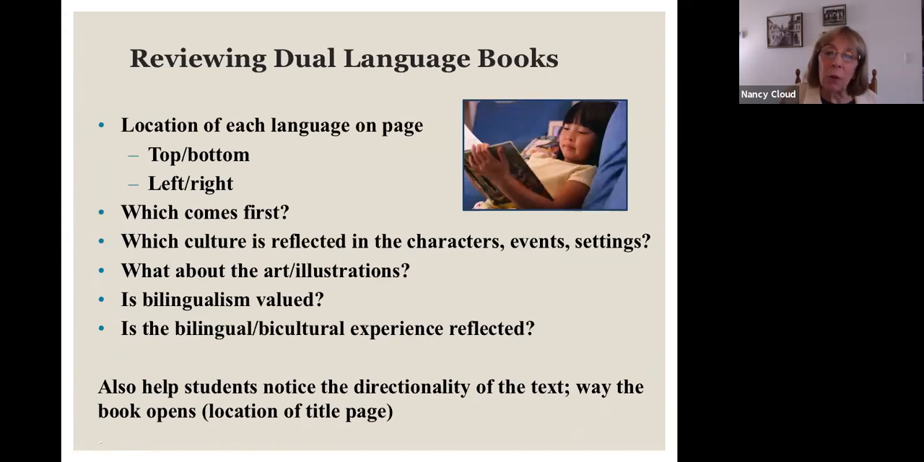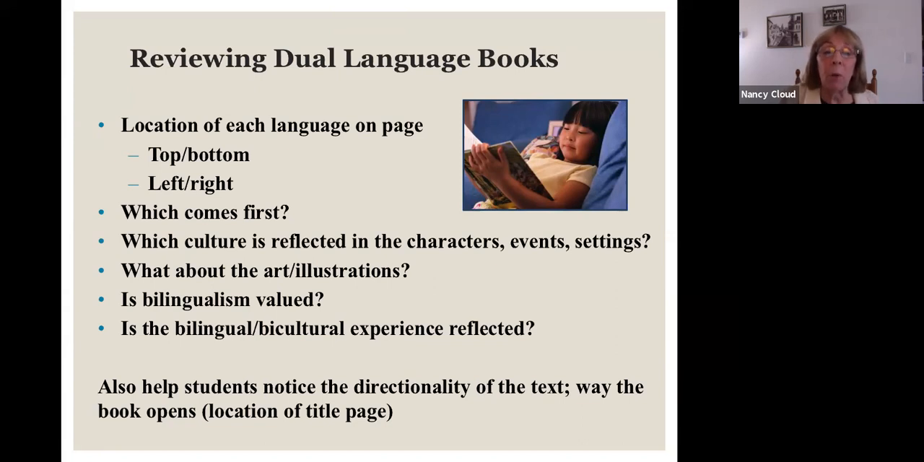If you're using a dual language book, you need to really pay attention to what language comes first. If it's a top and bottom arrangement of text on a page, you want to make sure that English is not always at the top and the other language always at the bottom. If it's a left-right arrangement, you want to make sure that English is not always the one you come to first on the left, and later you get the other language. So we want to be asking that.